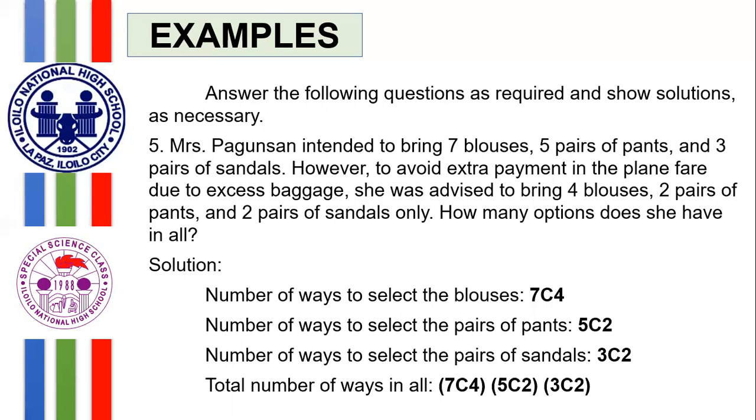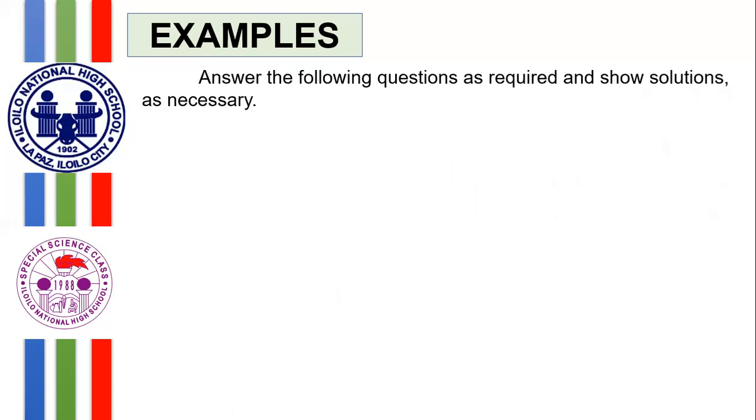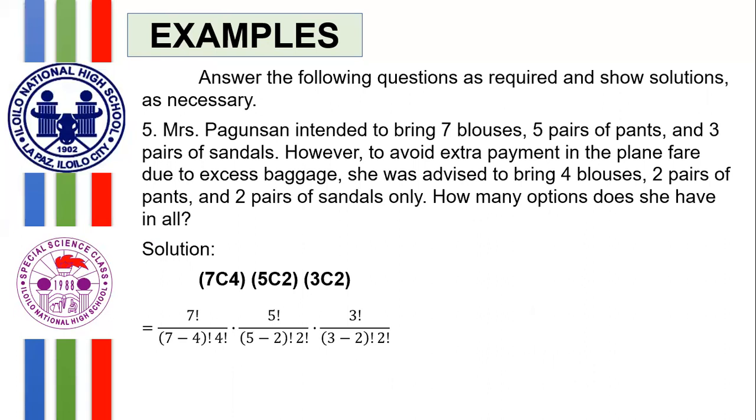The total number of ways in all is 7C4 times 5C2 times 3C2. With this, we could arrive at this expression by substitution to the combination formula. That's 7 factorial over 7 minus 4 factorial, 4 factorial, for 7C4, by the way. For 5C2, we have 5 factorial over 5 minus 2 factorial, 2 factorial. And for 3C2, that's 3 factorial over 3 minus 2 factorial, 2 factorial. And this simplifies to this expression here.